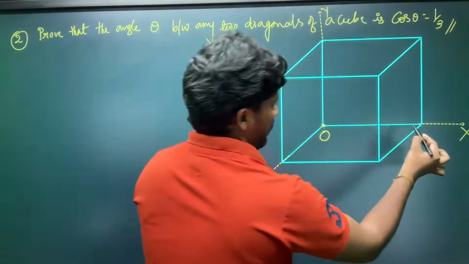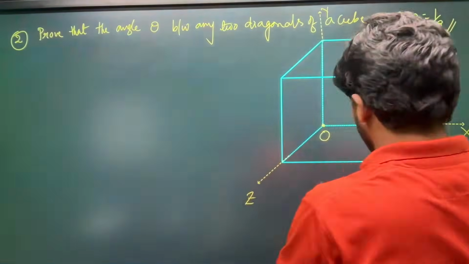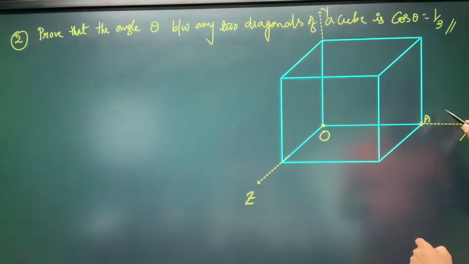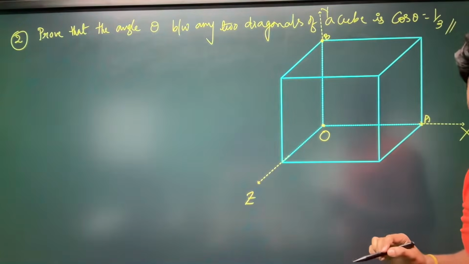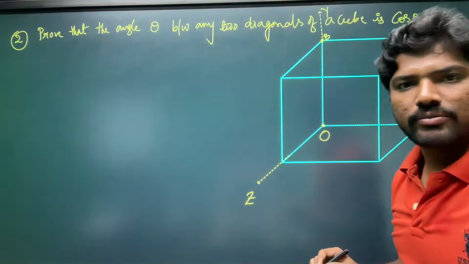So now on OX bar, this point I am taking as capital A, this point I am taking as capital B, and this one I am taking as capital C.